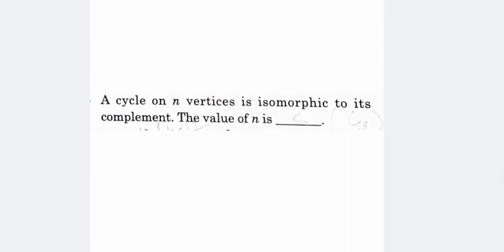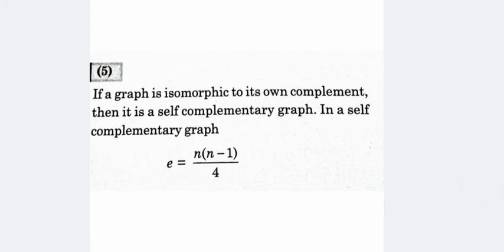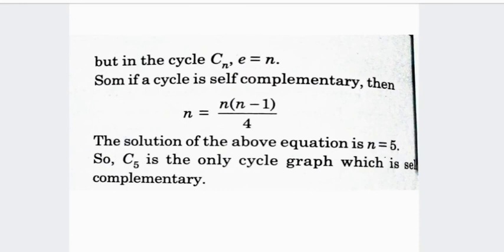A cycle on n vertices is isomorphic to its complement. What is the value of n? So come to the solution of this problem. The solution is like this: if a graph is isomorphic to its complement, then it is a self-complementary graph. In a self-complementary graph, E is equal to n times (n minus 1) by 4. But in the cycle Cn, E equals n.